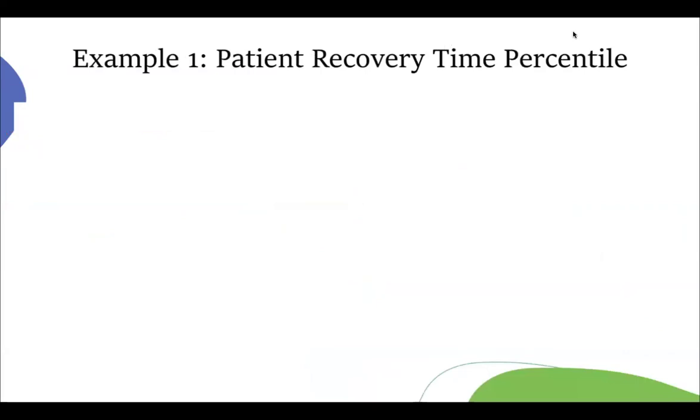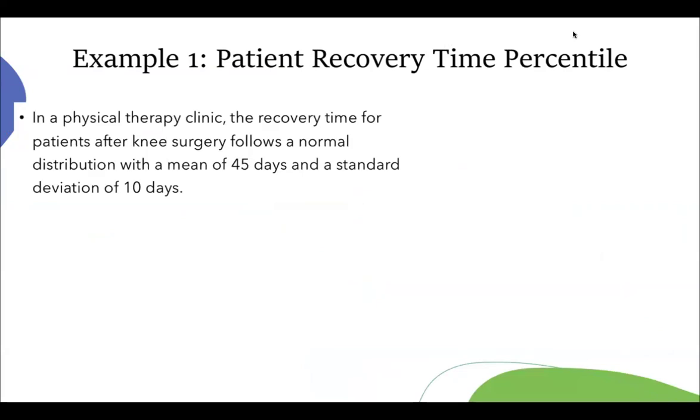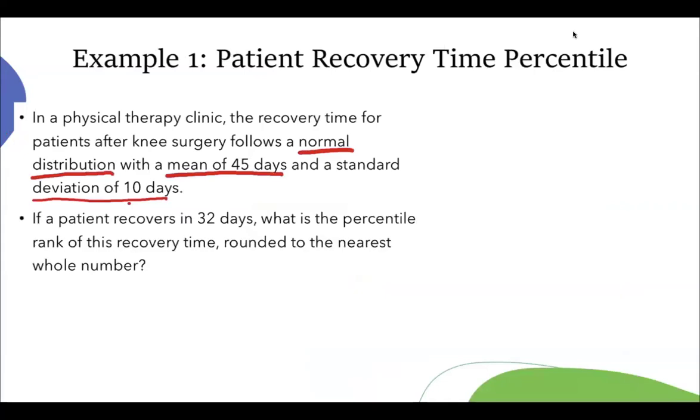Let's look at patient recovery time in terms of percentiles. In a physical therapy clinic, the recovery time for patients after knee surgery follows a normal distribution with a mean of 45 days and a standard deviation of 10 days. Okay, so we have a normally distributed population or group, and we're told the mean and standard deviation. If a patient recovers in 32 days, what is the percentile rank of this recovery time, rounded to the nearest whole number?